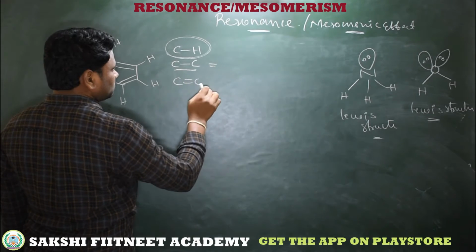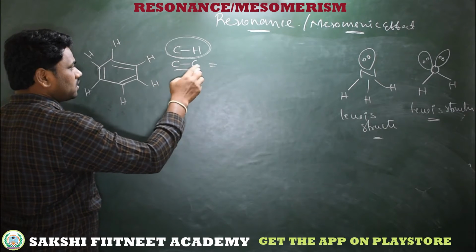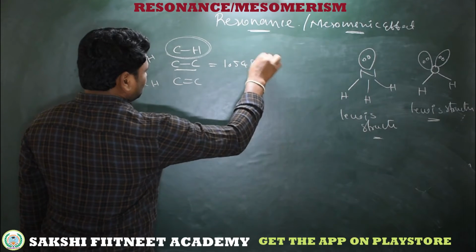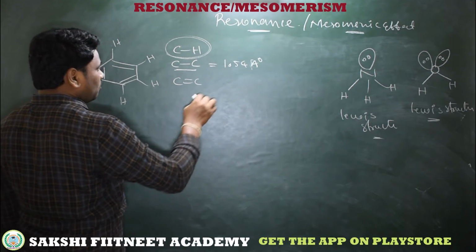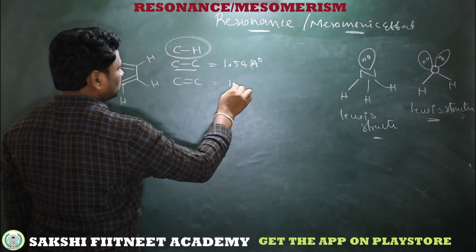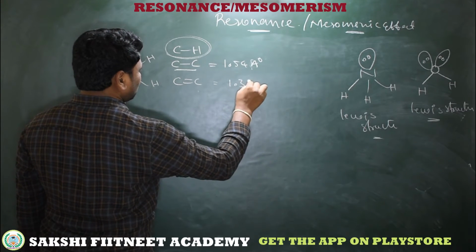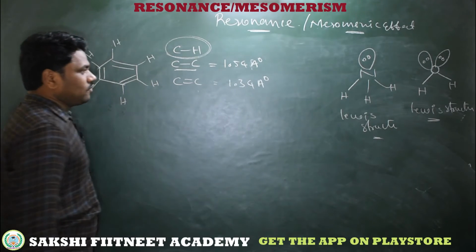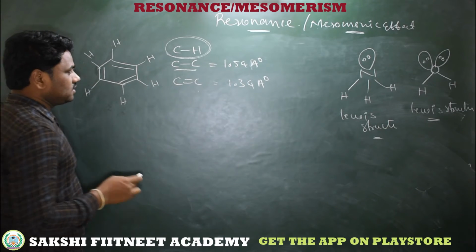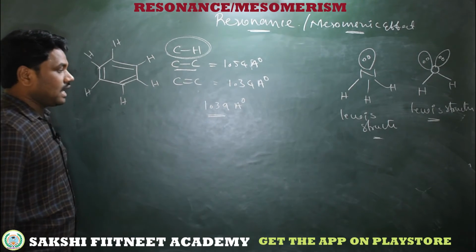But coming to these 2, if the compound were fixed in this manner, we should get a carbon to carbon single bond value in the bonding data, and that should be 1.54 angstroms. If the compound shows a carbon to carbon double bond, we need to get another bond value, that is, for a carbon to carbon double bond, the bond length becomes 1.34 angstroms. But this compound gives only one common bond length, that is 1.39 angstroms.